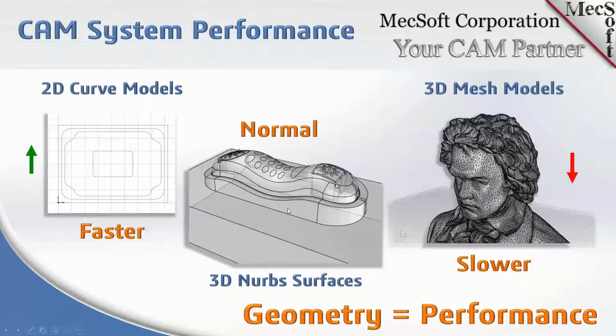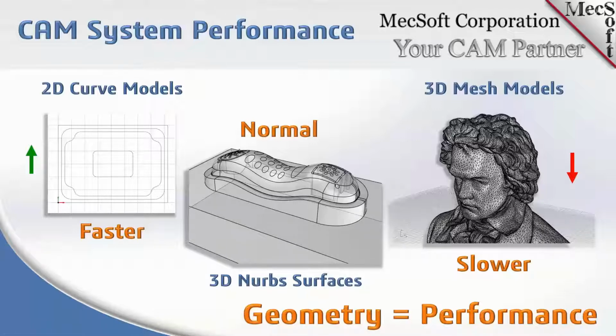And then the third type of geometry we can run with is 3D mesh models. If you have to work with meshes, you can, but if you don't have to, we recommend that you don't. If you're getting geometry from a customer and they ask what kind of file types you want, don't say you want a mesh model. Say you want a NURB surface model.